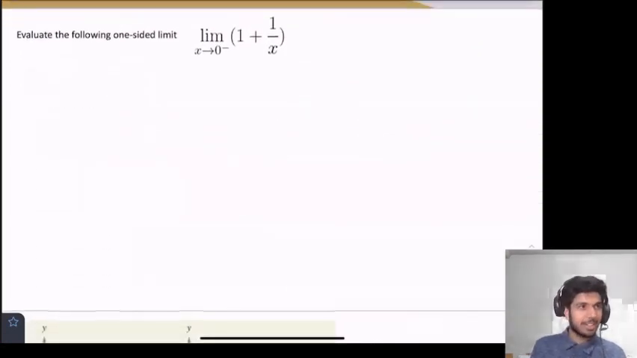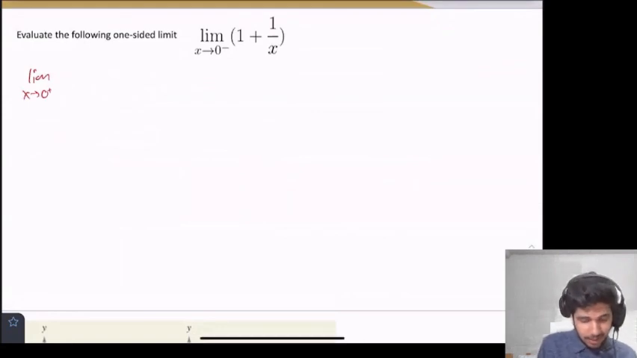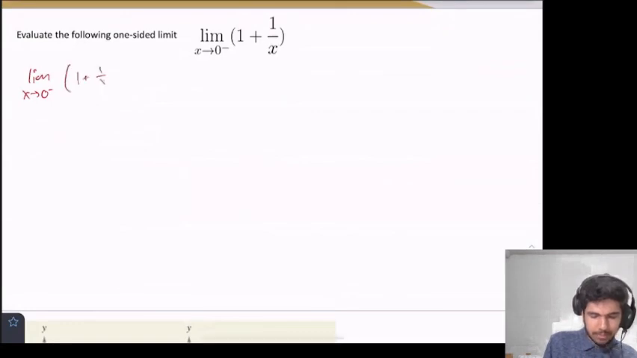Alright, we have another evaluation question. I think just 2 more problems, and then we'll call it a night. So this one's pretty simple. We have the limit as x approaches 0 from the left of 1 plus 1 over x.